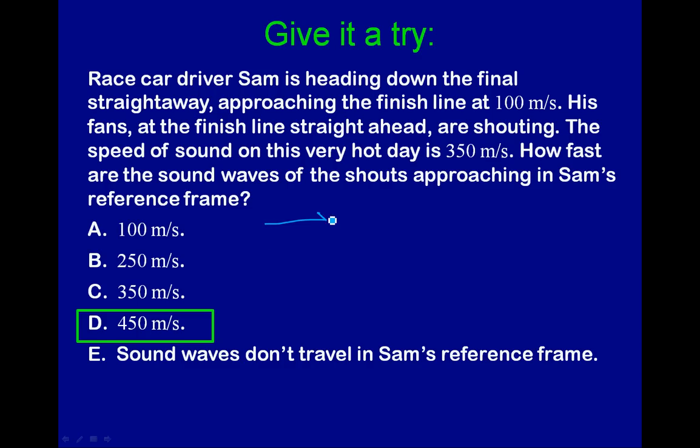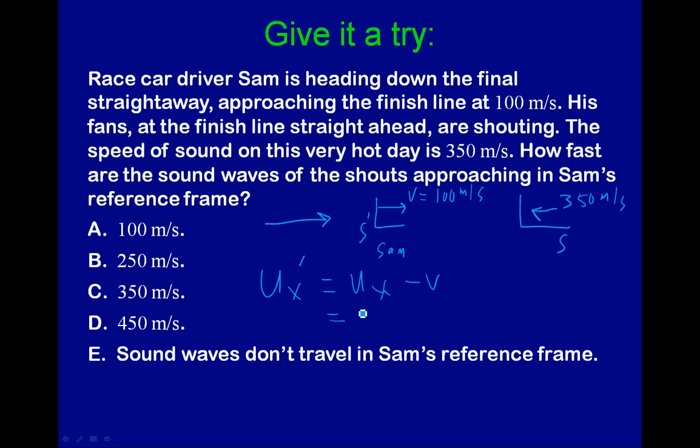There are different ways to think about this one, but how I would do it, being technical, is taking our equations that we had, something like this: ux prime equals ux minus velocity. Now this is tricky. Sam's frame is S prime, and he's moving with a velocity of 100 meters per second this way. The people who are screaming are in the S frame, and the sound is going backwards at a speed of 350 meters per second. So the speed in the unprimed frame is negative 350 meters per second, because it's going in the negative direction, and we subtract that 100. And so technically I would get negative 450 meters per second.